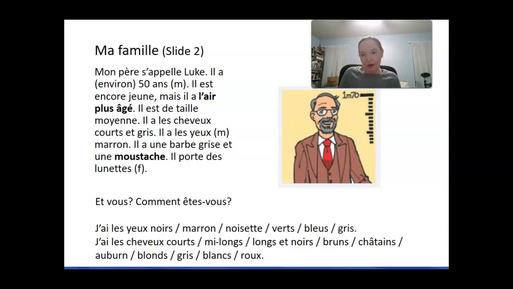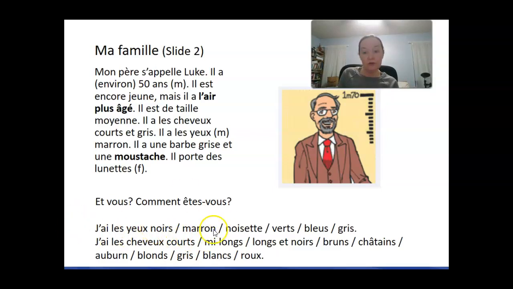If I were to describe myself using some of the words from the selections that we have here, first I could describe my eyes. J'ai les yeux. And don't forget about the liaison between les and yeux. Les yeux. So, j'ai les yeux bleus. So I have blue eyes. J'ai les yeux bleus. You could say j'ai les yeux noirs. I have black eyes. J'ai les yeux marrons.